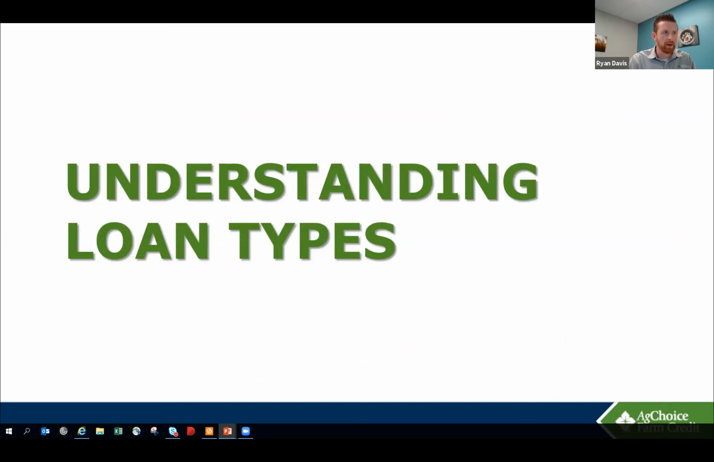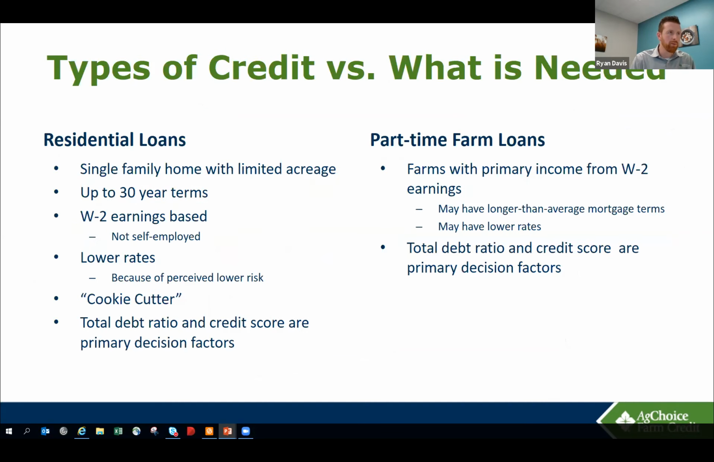So just to talk a little bit about some of the different loan types, and again, a basic understanding of some of the different loan types that we would work with. The first would be residential loans. Residential loans tend to be single family homes on limited acreage, and they may have a loan term up to 30 years. The risk is typically perceived to be fairly low on these loans, since a lot of times they are W-2 wage earners, so they are seen as having a stable source of income. And sometimes they're referred to as secondary mortgage market loans because they can be resold in a secondary market.